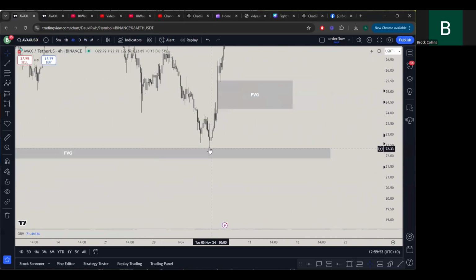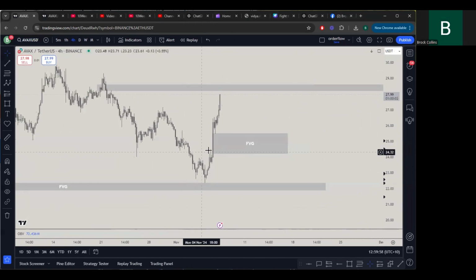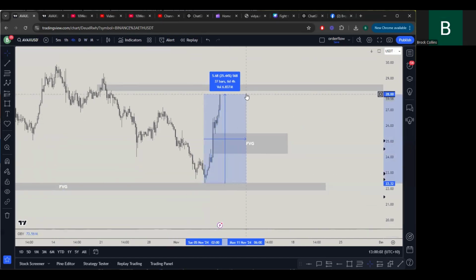Looking to the right, what happened? We tapped into that fair value gap. This is where the market reverses from, fair value gaps. So look, we've got this big push up now, and everyone wants to buy up here. They want to buy at the top, or near the top of a 25% move, 25%.